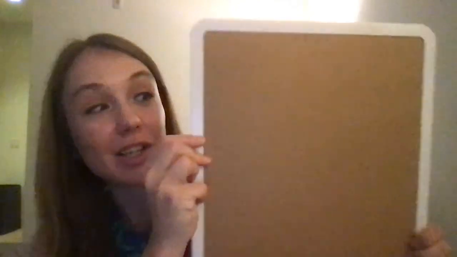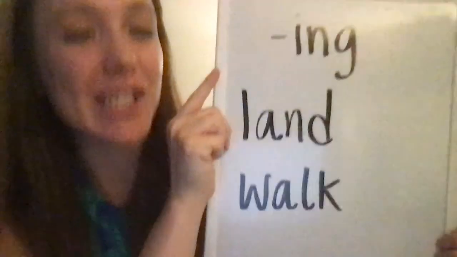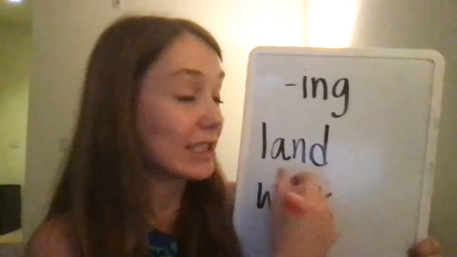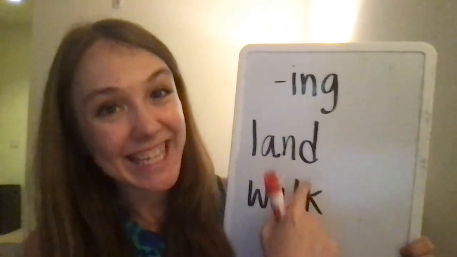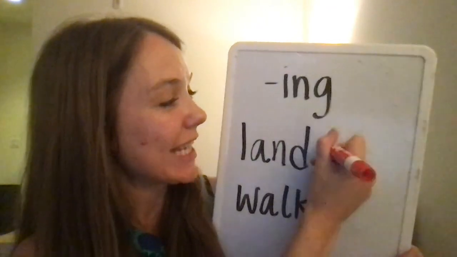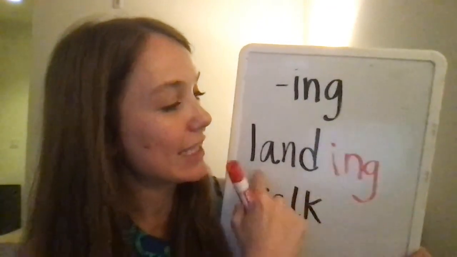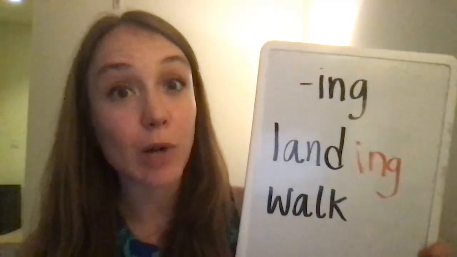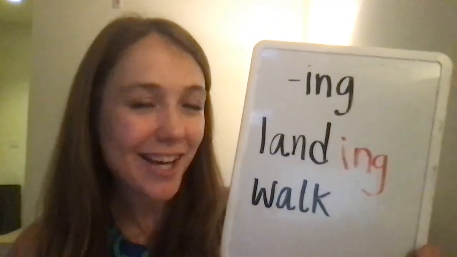Now we're going to talk about adding ING to the ends of words. When we add ING to the ends of words, it's much more straightforward. Not as many sounds. ING says ing, and when we add it to the end of a word, it means it's happening right now. Let's take a look at what happens when we add ING to the end of land and walk. When we're reading the word land, we start with the base word land, and then we add ING to read the word landing. Landing. The rocket is landing on the moon right now.